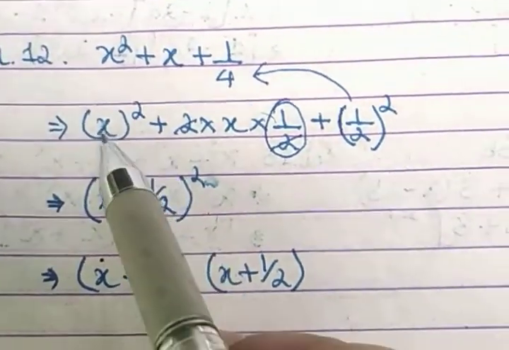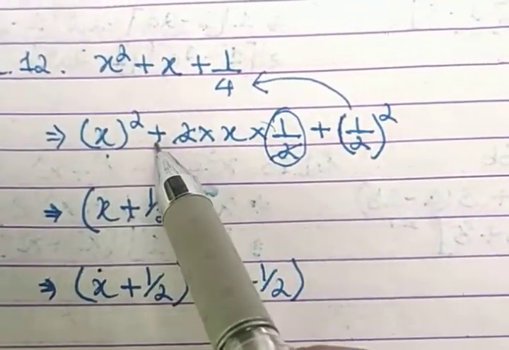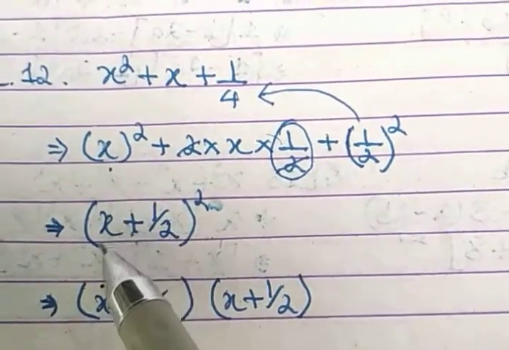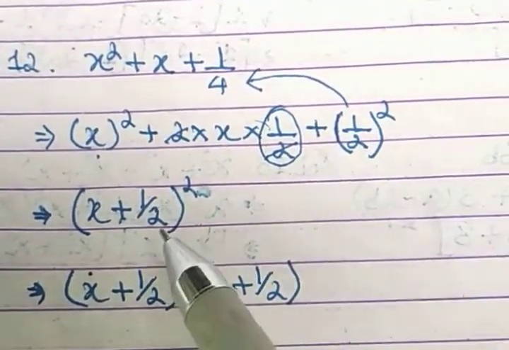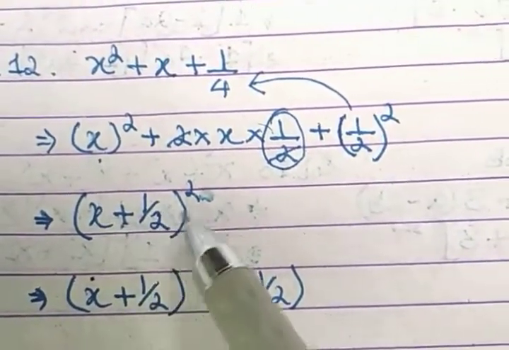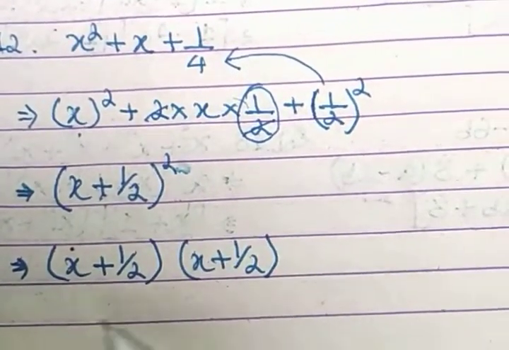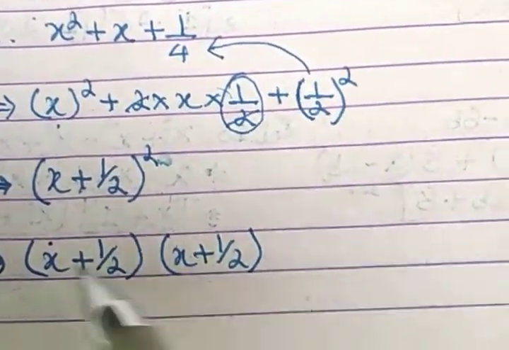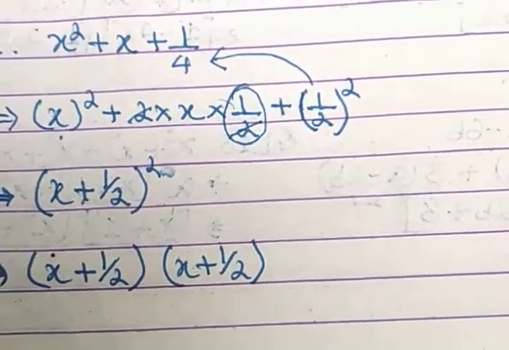So now what do I have? A plus b whole square, because it was plus. So a we have got x, plus b I have 1 by 2. So x plus 1 by 2 whole square. It can again be written as x plus 1 by 2 times x plus 1 by 2, the factor form, and we are done here.